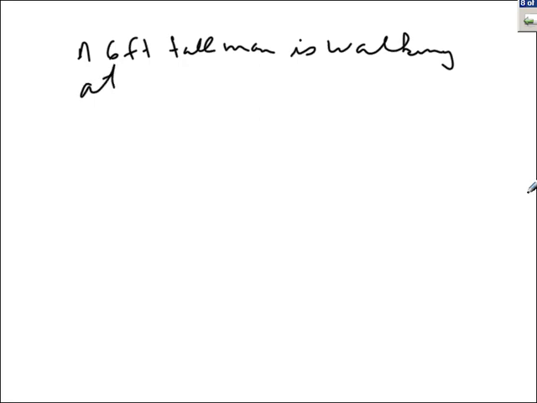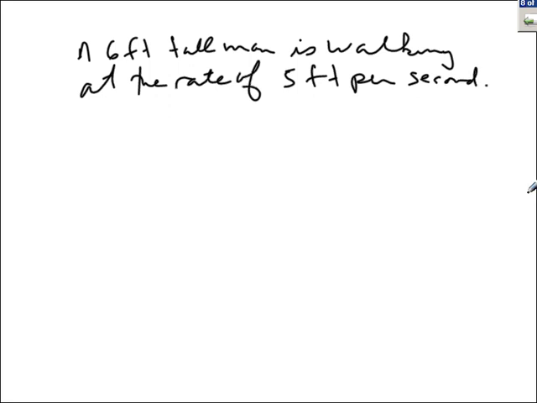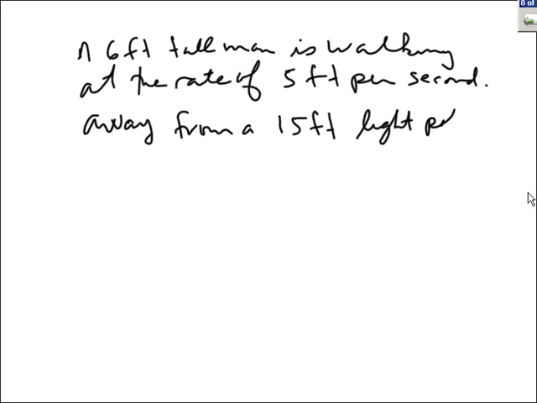So what you have is a 6 foot tall man, just say walking. He's walking at some rate. Let's think of a good rate. Say, this should work, 5 feet per second. But because he's walking away from something, he's walking away from a, say, 15-foot light pole.